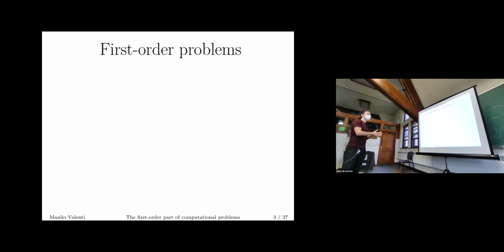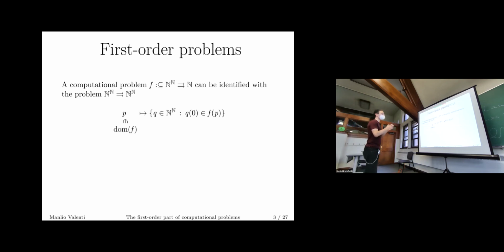Okay, now let me introduce what the first order problems are. This is a definition. Let me remind you that when you want to talk about functions with codomain N, you can phrase them as problems on the Baire space, essentially identifying a natural number with all the strings that begin with that natural number. In other words, a function f with codomain N can be identified with the function that takes an input for f and produces any q which begins with a solution for it. And you would like to call them first order problems.